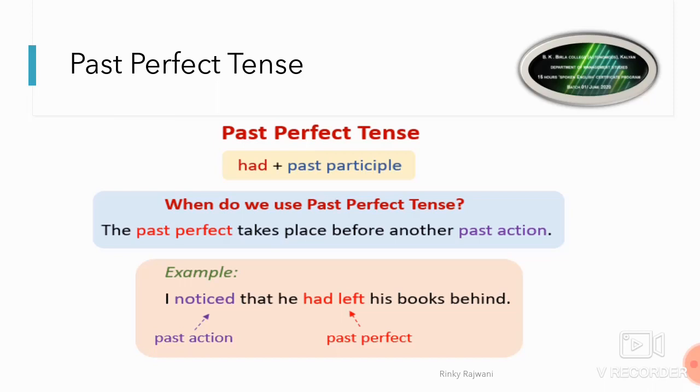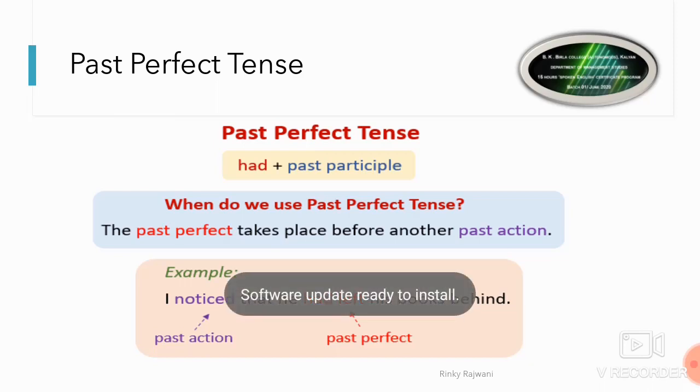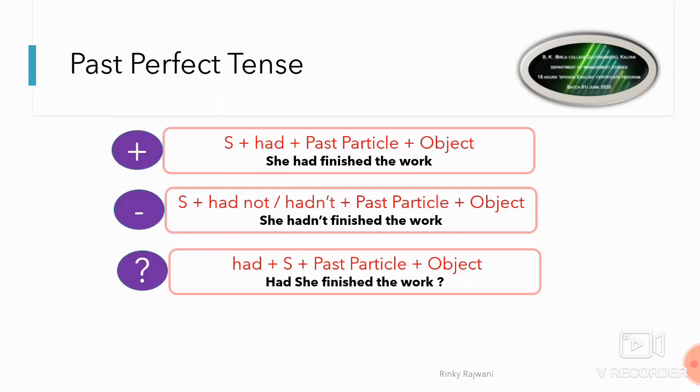Like here, it is just an example. I noticed that he had left his books behind. So here we can see that what has happened is he had left is a past perfect. Noticed is a past action. So here the past perfect takes place before another past action. So I noticed that he had left his books behind.